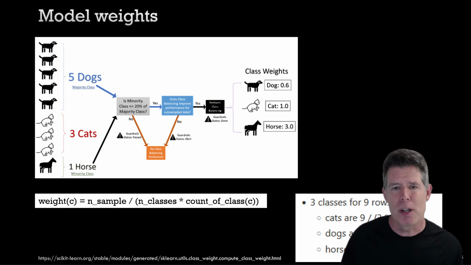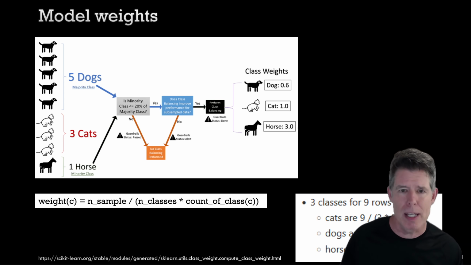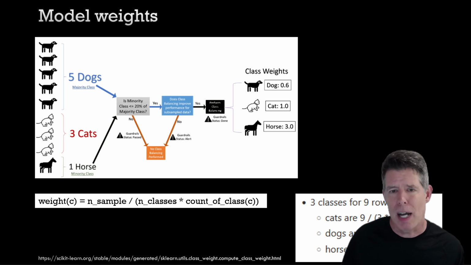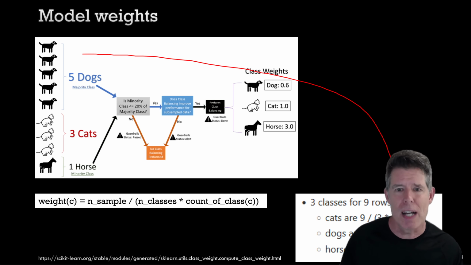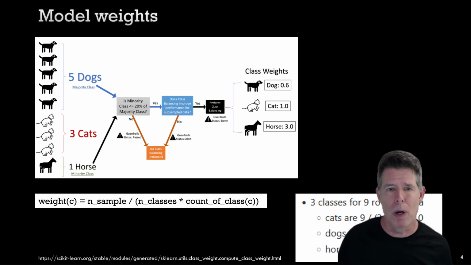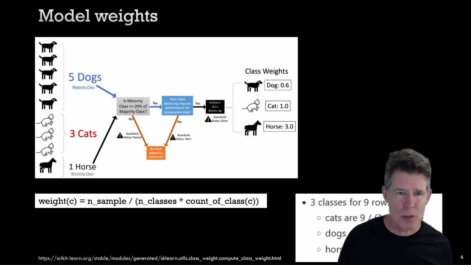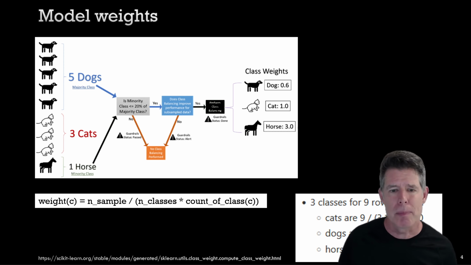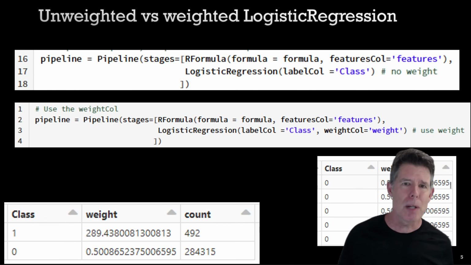So 9 divided by 3 times 3 is 1. That's the weight for the cats. For the dog, it's 9 divided by 3 times 5, because there's 5 dogs, and that's 0.6 is my weight. In horses, the weight becomes 3. So this is how I'm going to produce weights for my data set. So conceptually, that's how it's done.